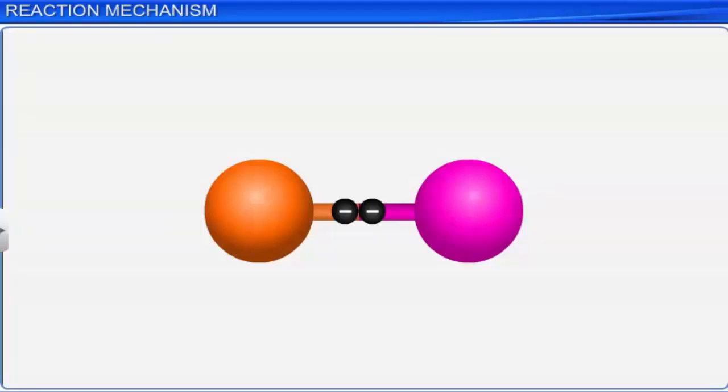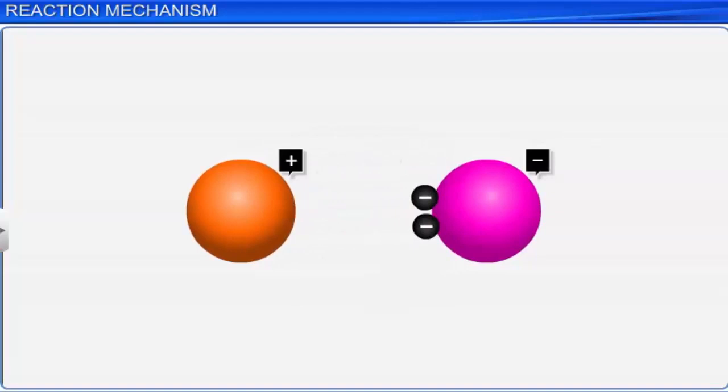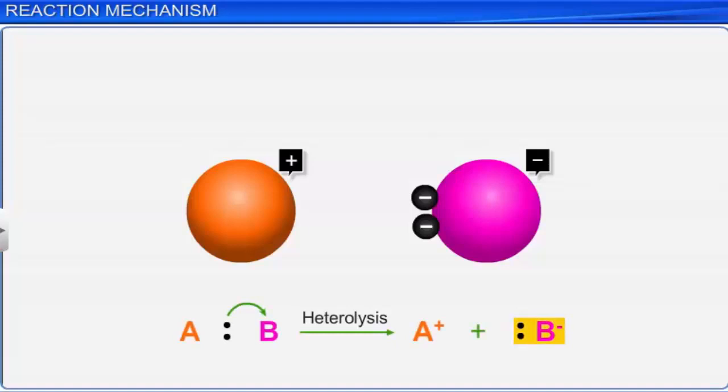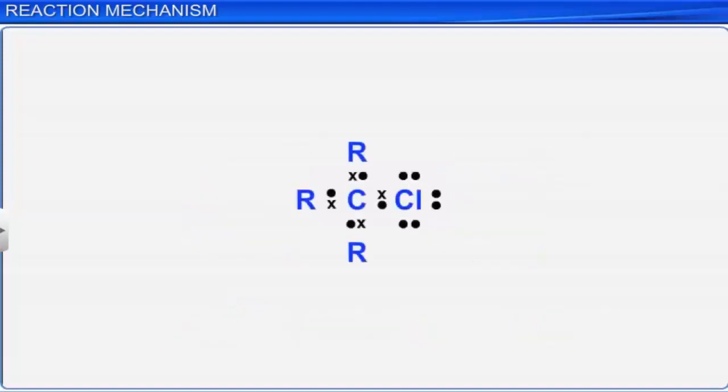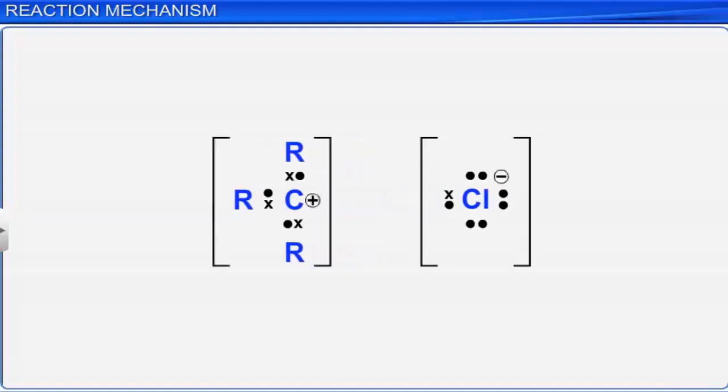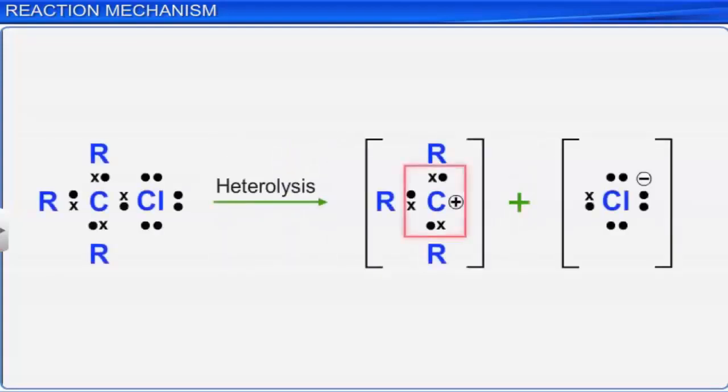Heterolytic cleavage is just the opposite of homolytic cleavage. In heterolytic cleavage, a bond is broken unequally, and the shared electron pair goes to the more electronegative atom. Thus, after heterolytic cleavage, the atom that loses the bonded electrons gets a septet electronic structure and acquires a positive charge.